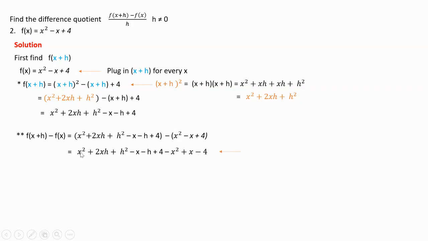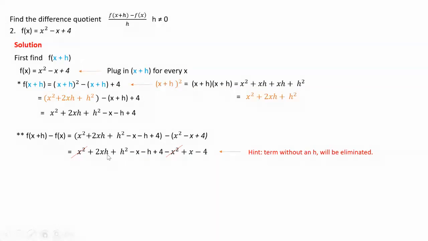Now we're going to combine the like terms here. But here's a hint: every term that doesn't have an h must cancel. So for example, x squared doesn't have an h, and I put here the hint. So x squared and the negative x squared, they will cancel.